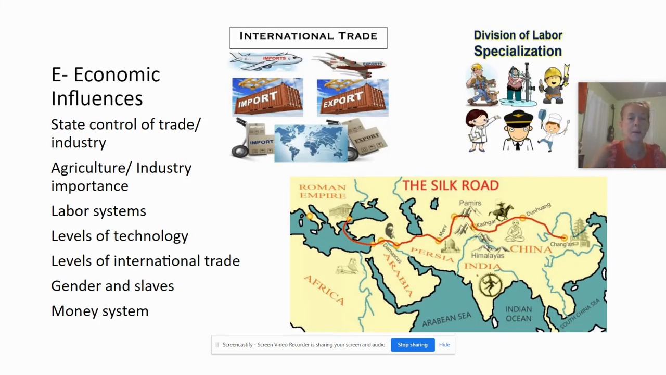Second is E. And so E stands for economic influences. So economic influences are things like state control of the trade or industry, agriculture industry, could be labor systems like slavery or job specialization. It could be levels of technology, maybe fostering the development of roads, it could be the money system. So, for example, in China, they used coins with little holes in them so that they could string them on these rings so that they could carry them around, and that helped to facilitate trade.